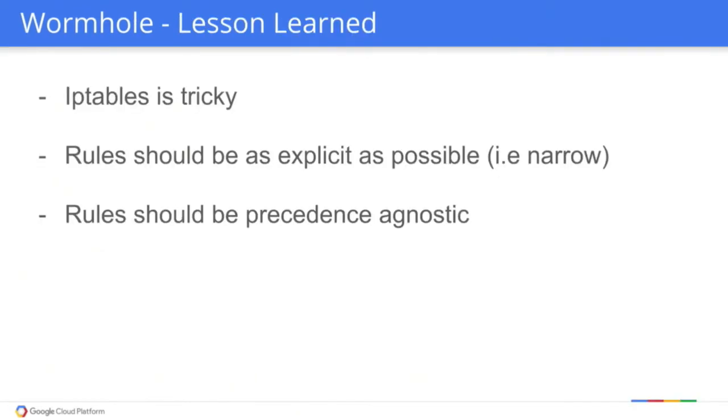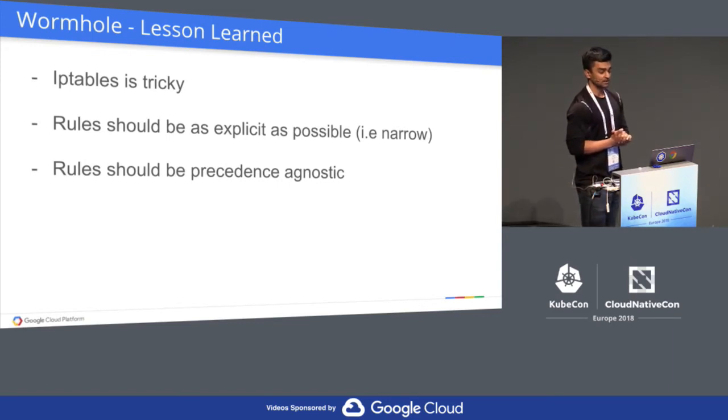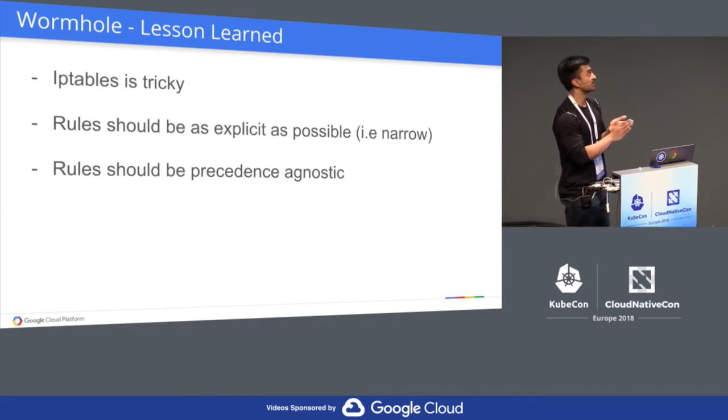And so some things we learned here. IPtables is really tricky, and there's two reasons why. The first is you need to make sure that rules are as explicit as possible. As you saw, that first rule, which basically swallowed up all traffic on port 443, was not explicit. It was really wide. And we should aim for having rules that are really narrow and cover a very, very small set of use cases.